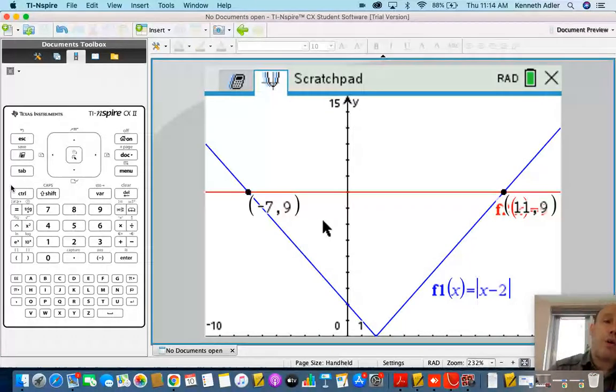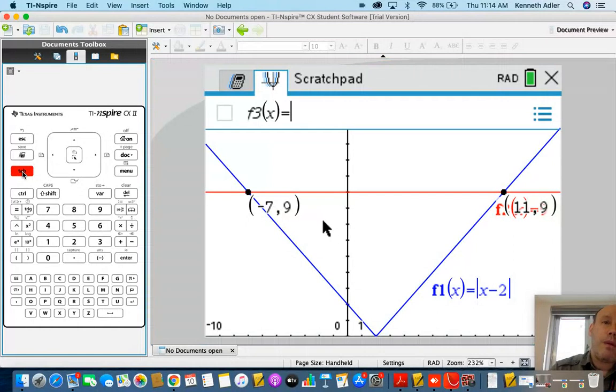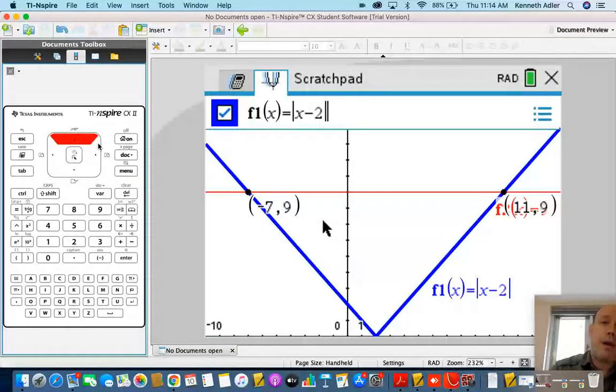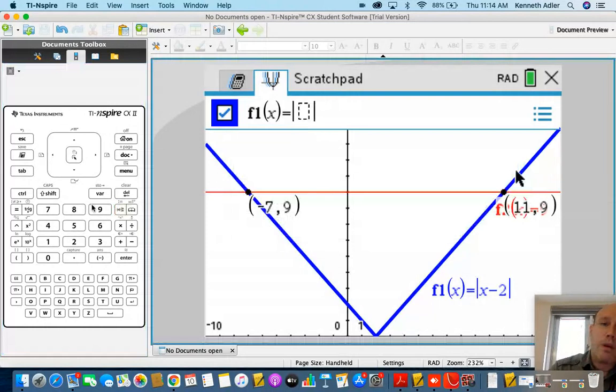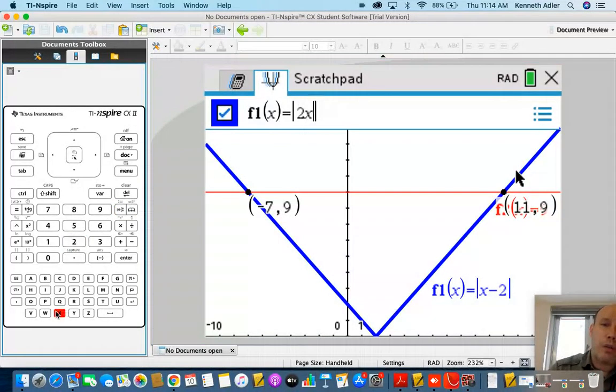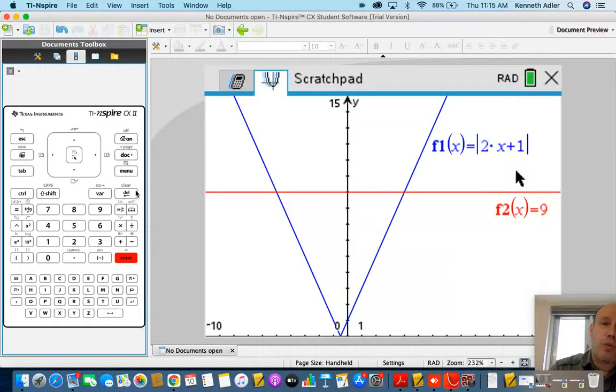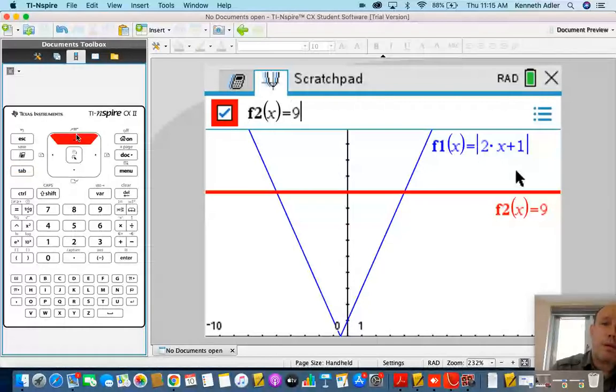Okay, let's go to tab. Let's go up to F1 and let's change this. You can either delete this or redo it. I'm going to delete the whole thing. Once again, the absolute value, I said it was 2x plus 1. Absolute value of 2x. I think actually, you have to do times. 2 times x plus 1. Hit enter. And we're going to change that second tab to 5.